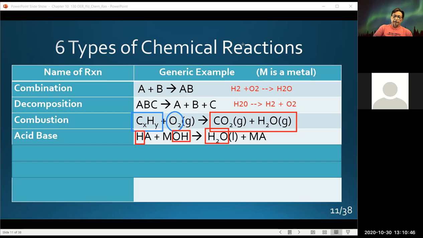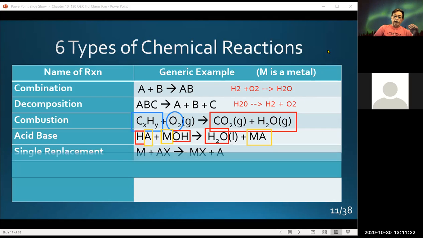And so you end up with MA, okay? And that is the combination of the M from the hydroxide, which is the metal, and the A from the acid, which is the anion. Okay, the metal has a positive charge, the anion has a negative charge. They combine to form the salt, the ionic compound. Okay, so that is an acid-base reaction, aka neutralization reaction. Where are we at? Okay.